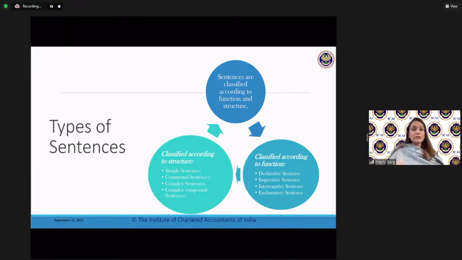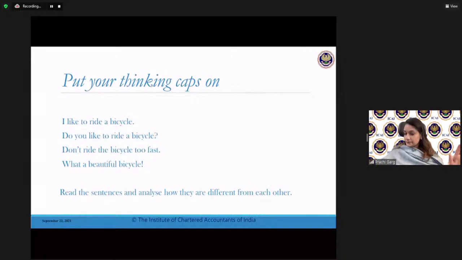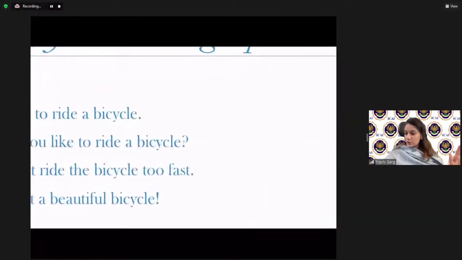So let's start with the types of sentences. I've just told you that broadly they are divided into function and structure. So we will start with the function part first. Towards your right, if you see, they are classified according to function. Now, when I say function, every sentence has a different impact, right? Before that, let's just start with this. This will give you an idea of what I'm going to talk about.